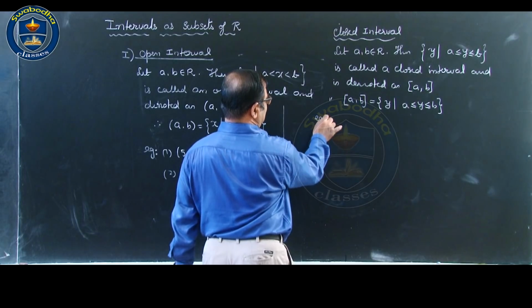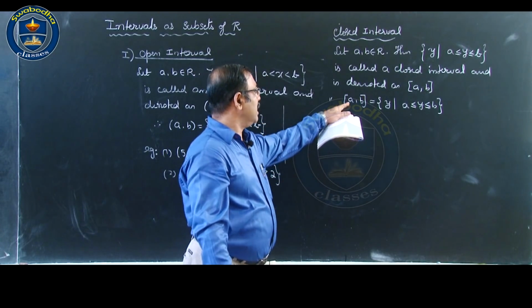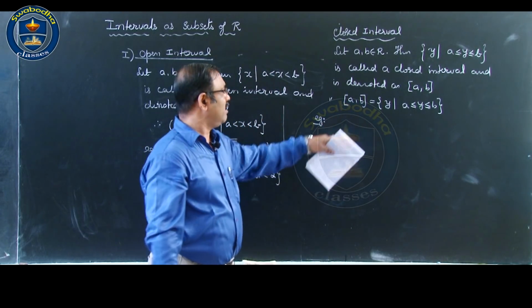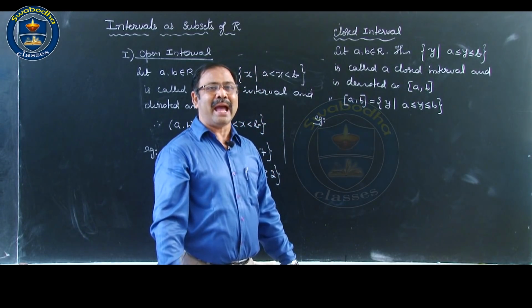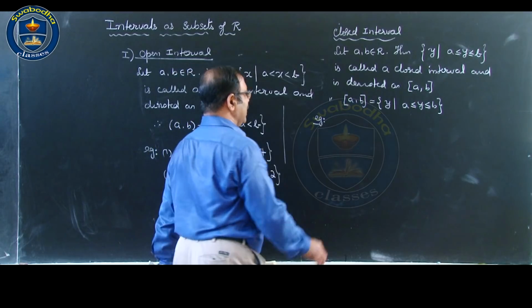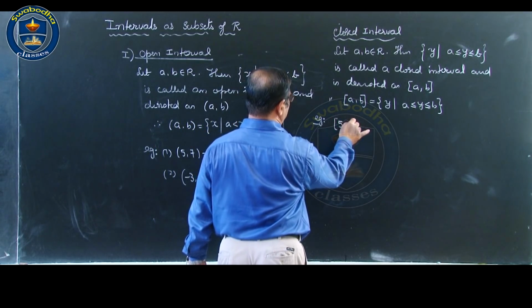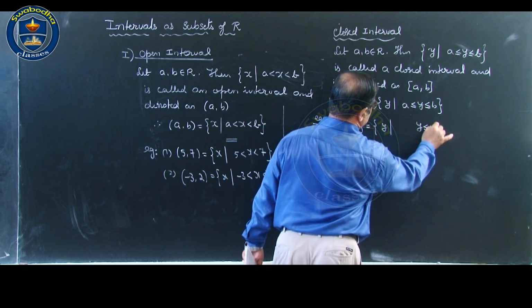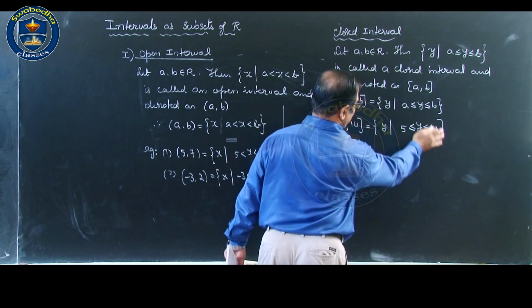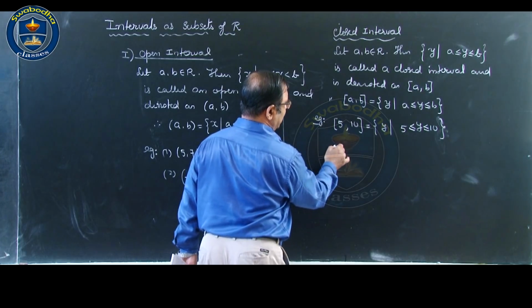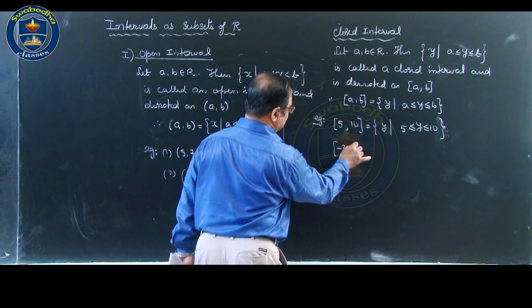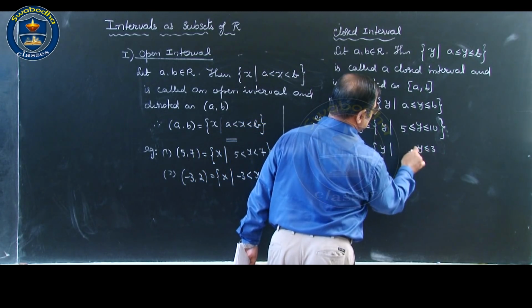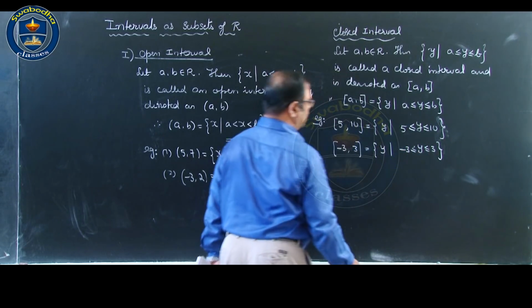Now, in the case of a closed interval, all numbers in between a and b are included. In addition to that, the boundary values, a and b, are also included. For example, the closed interval [5, 10]. What do you mean by this? The set of all y such that y is less than or equal to 10 and greater than or equal to 5. Similarly, the closed interval [-3, 3] is the set of all y such that y is less than or equal to 3 and greater than or equal to -3.